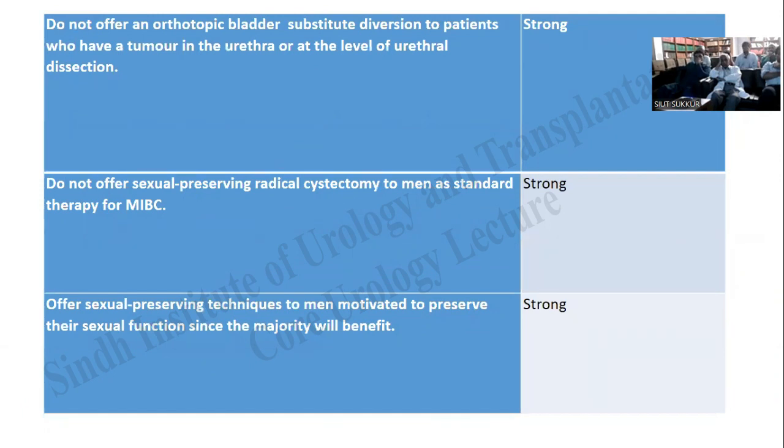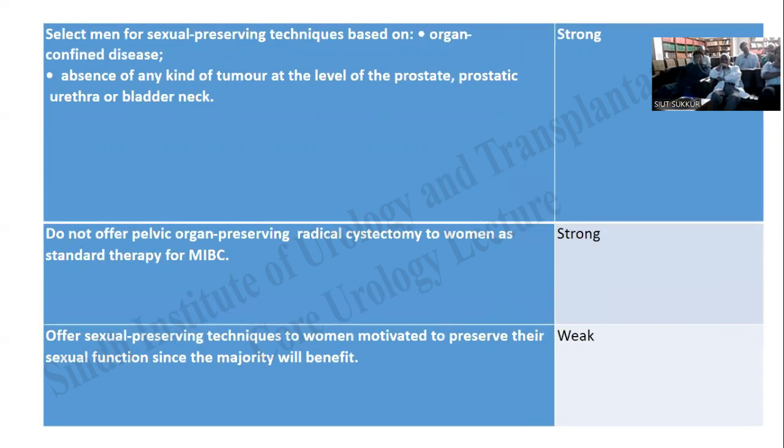Do not offer an orthotopic bladder substitute diversion to patients who have tumor in the urethra or at the level of urethral dissection. It has strong strength. Do not offer sexual-preserving radical cystectomy to men as standard therapy for muscle-invasive bladder carcinoma. It has strong strength. Offer sexual-preserving techniques to men motivated to preserve their sexual function, since the majority will benefit. Select men for sexual-preserving techniques based on organ-confined disease and absence of any kind of tumor at the level of the prostate, prostatic urethra, or bladder neck. Strong. Do not offer pelvic organ-preserving radical cystectomy to women as a standard therapy. It has strong strength. Offer sexual-preserving techniques to women motivated to preserve their sexual function, since the majority will benefit. Weak strength.